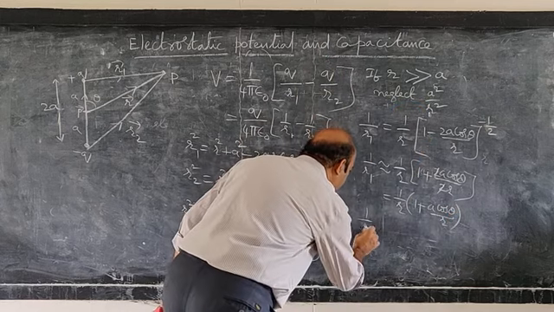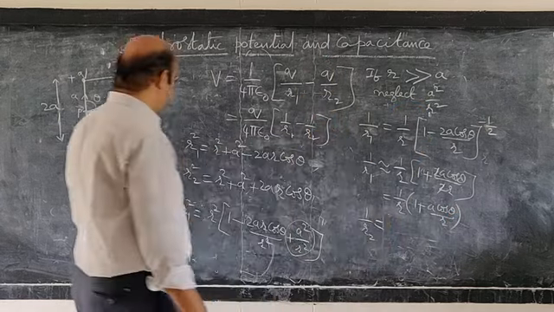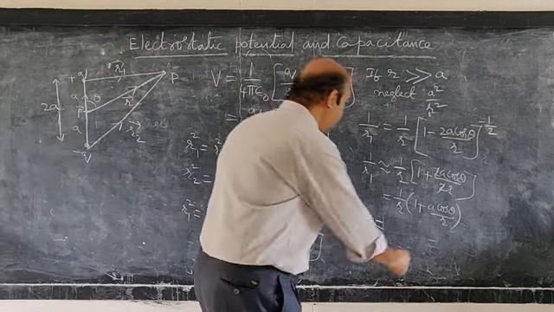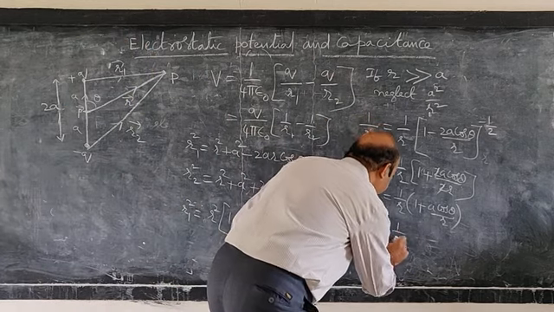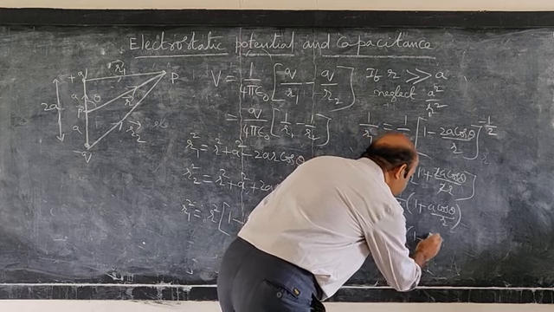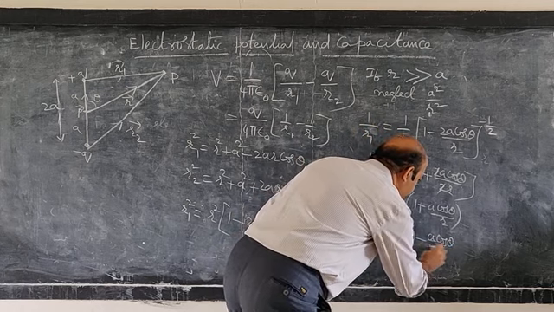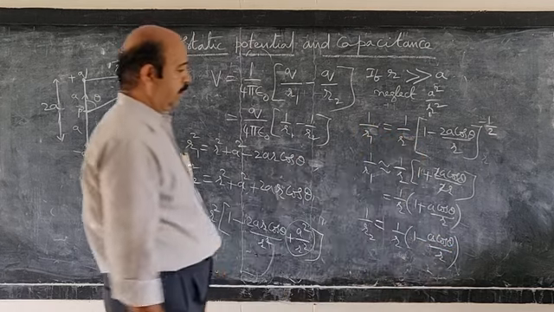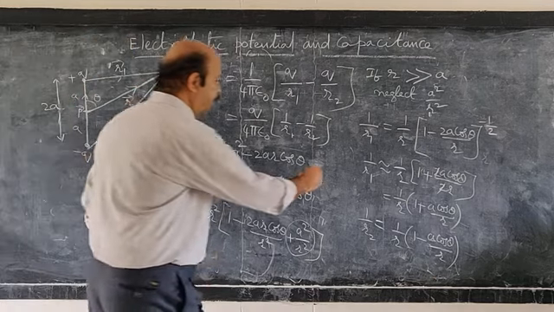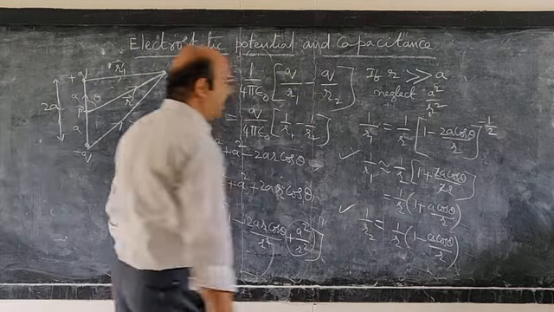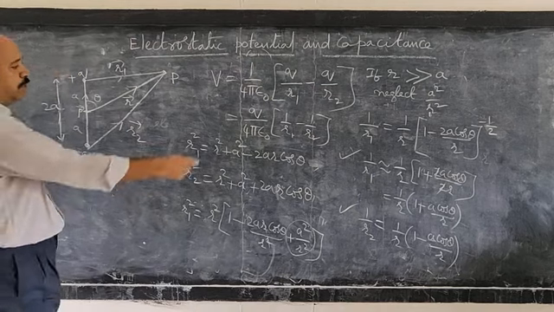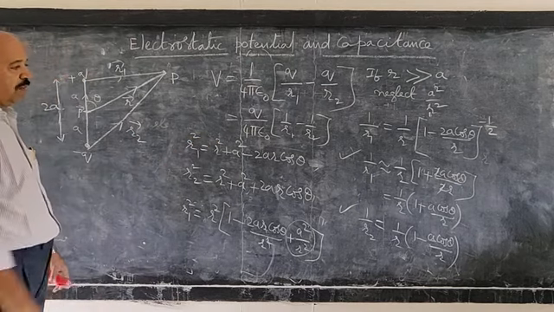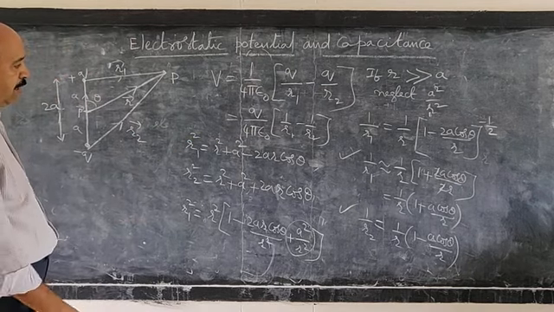Similarly, 1 by R2, from this equation, can be written as 1 by R into 1 minus a cos theta by R, like this. So from these two equations, let us substitute in this equation for 1 by R1 and for 1 by R2.